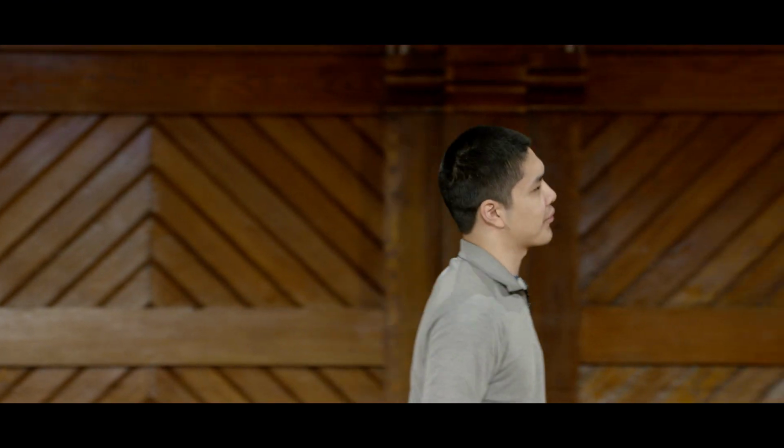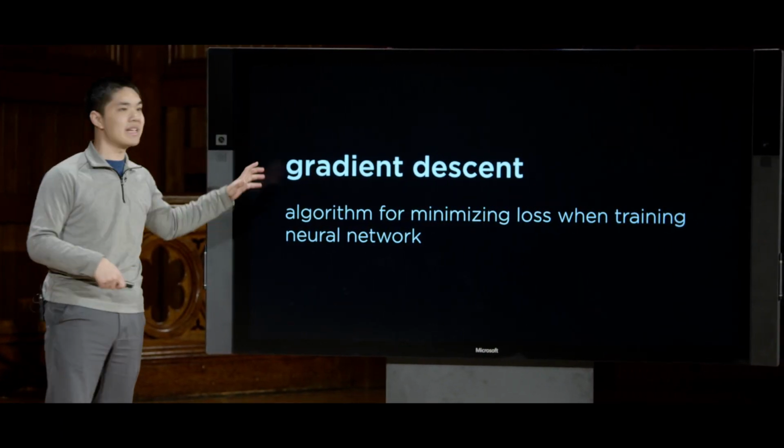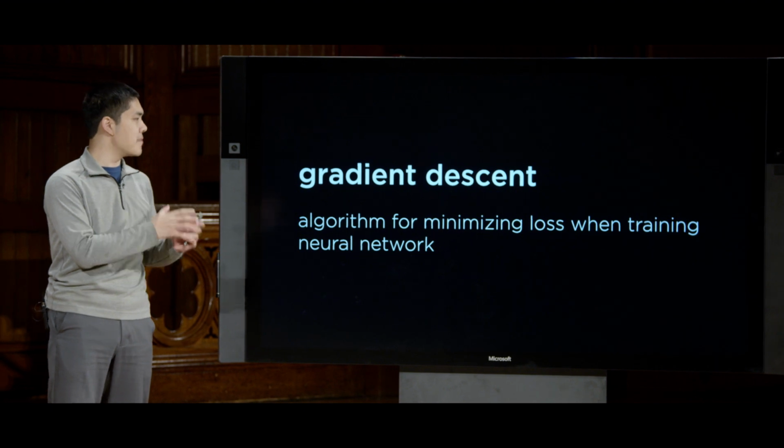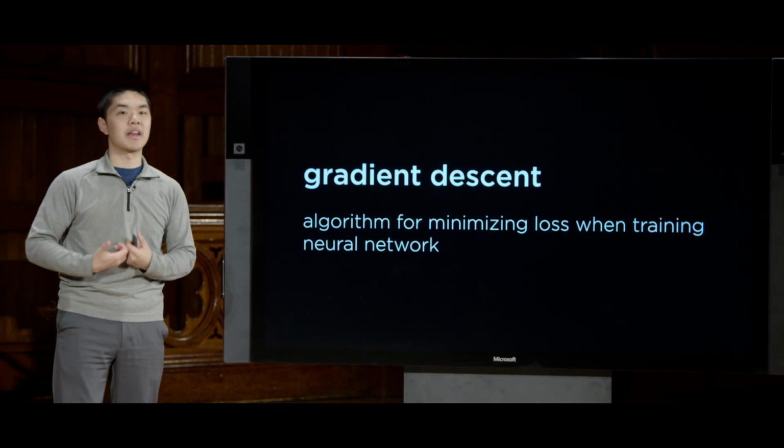We would like the computer to have some mechanism of calculating what the weights should be, how to set the weights, so that our neural network is able to accurately model the function that we care about trying to estimate. And it turns out that the strategy for doing this, inspired by the domain of calculus, is a technique called gradient descent. Gradient descent is an algorithm for minimizing loss when you're training a neural network.